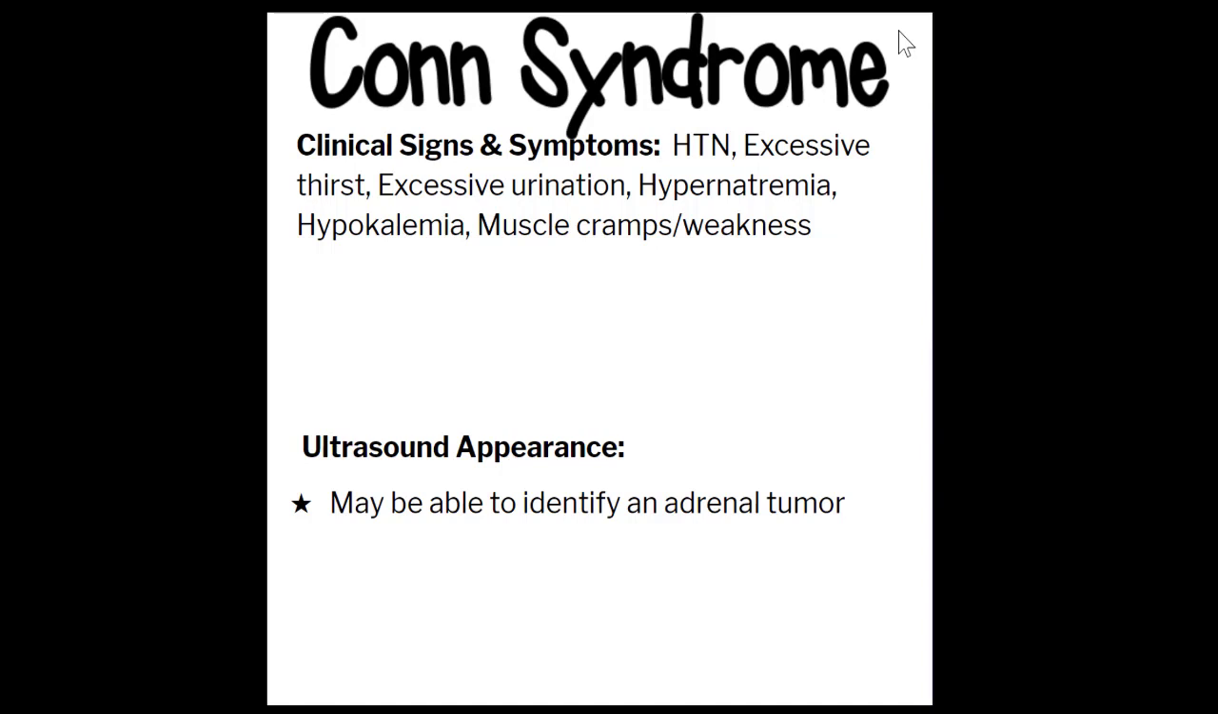Because aldosterone affects the way the body absorbs and releases salt and water, patients are going to show signs of high blood pressure, excessive thirst, excessive urination, high salt levels, and low potassium levels, which can lead to muscle cramps. On ultrasound again, we may or may not be able to see the adrenal tumor.